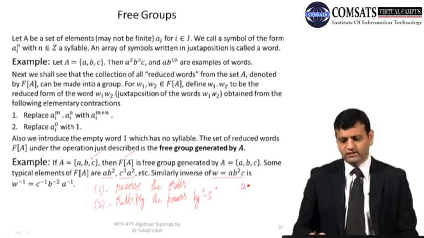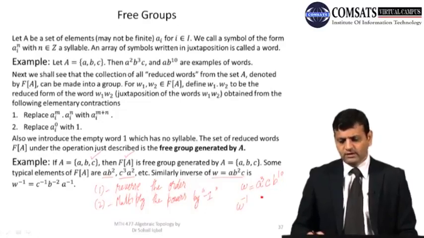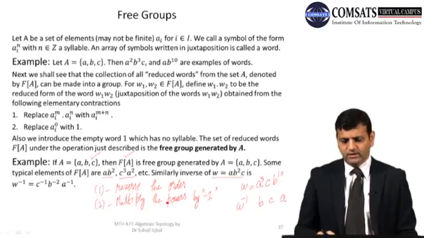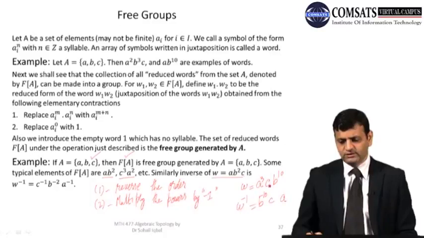So let's consider another word. Let's say w equals a cube c b raised to power 10. So what is going to be the inverse of w? Follow the first step, reverse the order, b c a, and multiply the powers by minus 1. The power of b was 10, so the power of b should be minus 10 in w inverse. The power of c is 1, so the power of c should be minus 1 in w inverse. The power of a is 3, so the power of a should be minus 3 in w inverse.